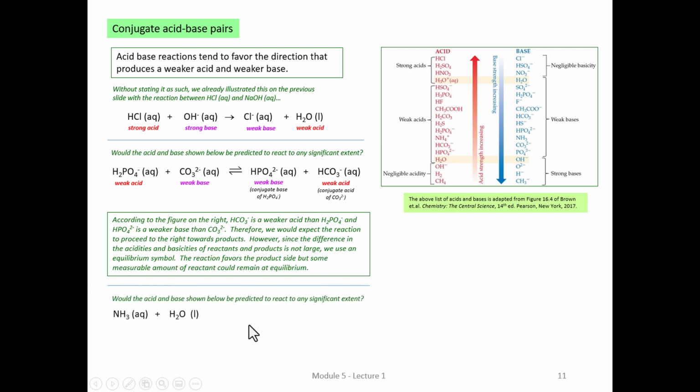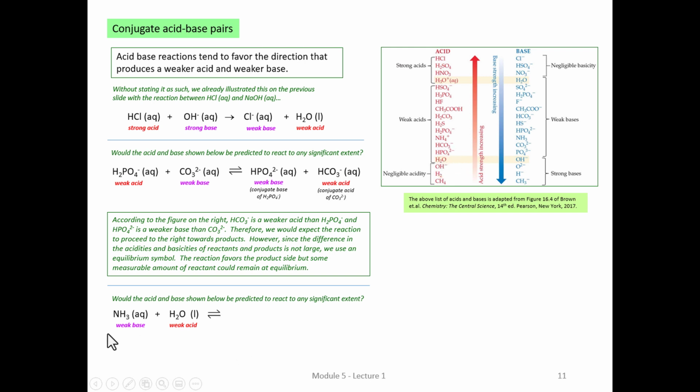Here's one more example. Would the acid and base shown below be predicted to react to any significant extent? Well, remember, ammonia is a weak base, and we talked about that before, and water then is acting as an acid, and it's a weak acid. All right, let's look on the chart. Where's ammonia on the base category? Here's ammonia. It's in the weak base category. Here's water. If it's acting as an acid, it's certainly weak.